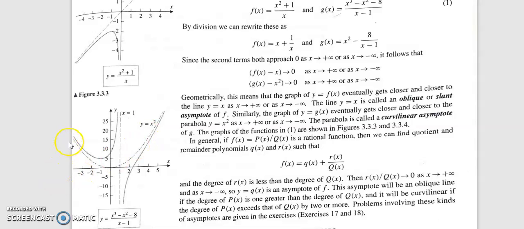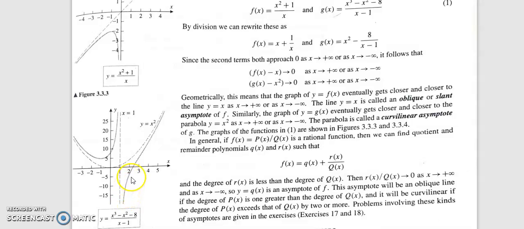It is the parabola shown in dotted lines. And here x equal to 1 is also an asymptote, a vertical asymptote, and this parabola will be an asymptote. If you look at the graph, g of x minus x square tends to 0 as x goes to infinity and x goes to minus infinity.